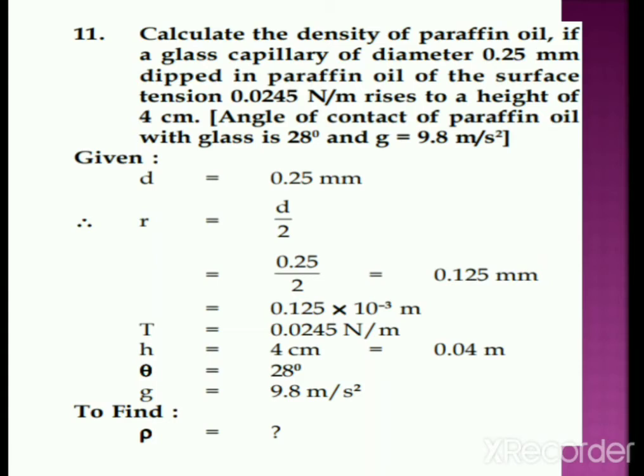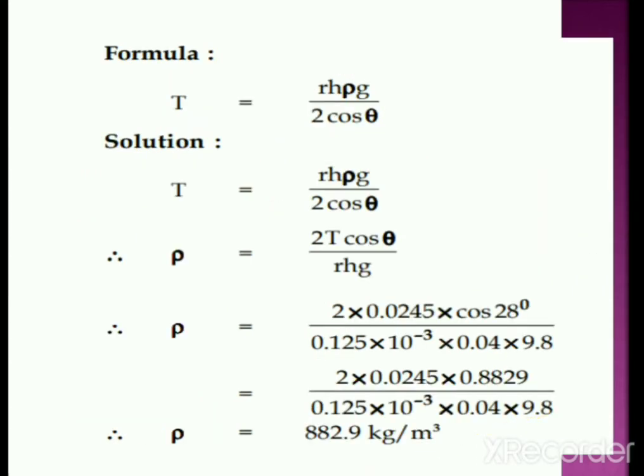Again surface tension is also given, that is 0.0245 Newton per meter. Height is given, that is 4 centimeter. Angle of contact theta is given 28 degree, and g gravitational acceleration, that is 9.8 meter per second square. And we have to find the density of paraffin oil, that is sigma we have to find, or you can say rho we have to find. Again we have to use the formula, that is capillary rise method. T is equal to r h rho g upon 2 cos theta.